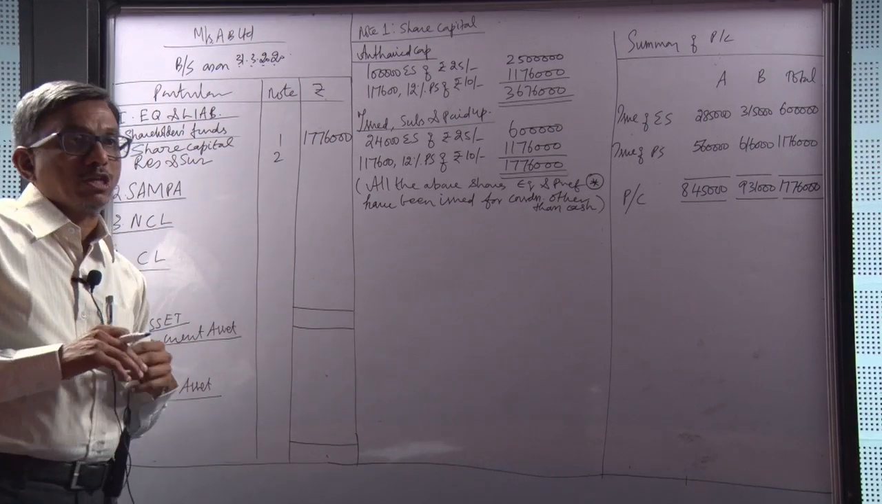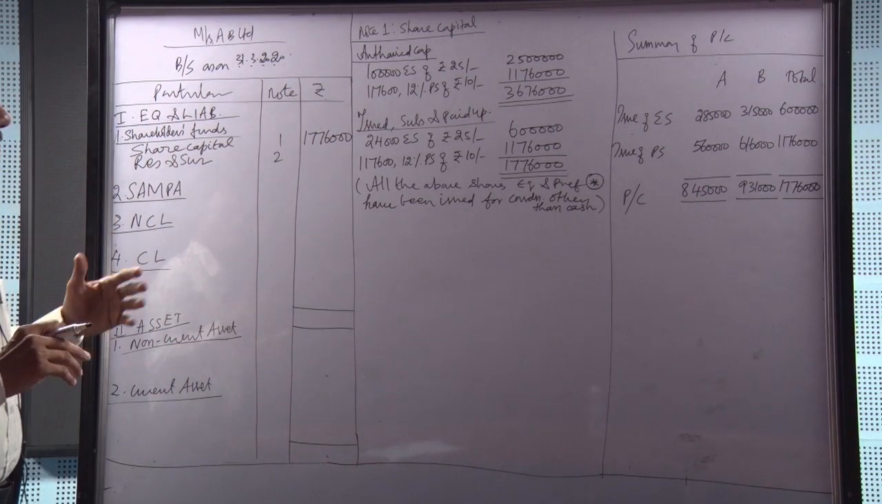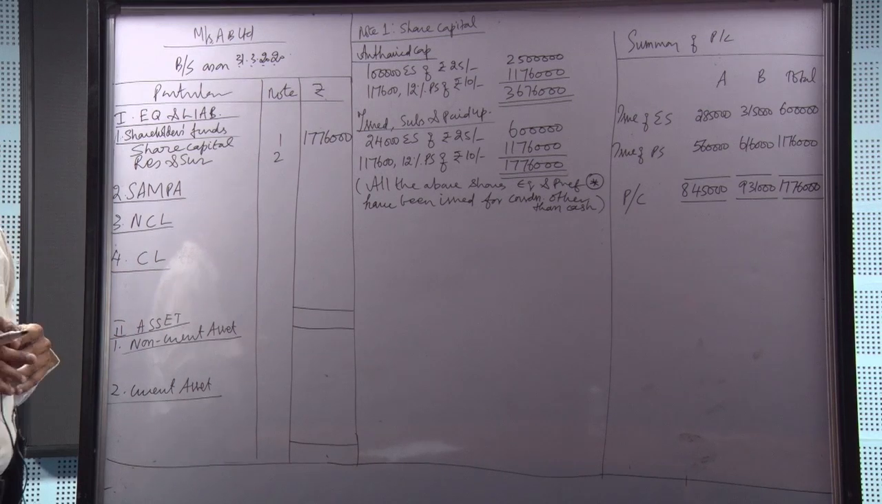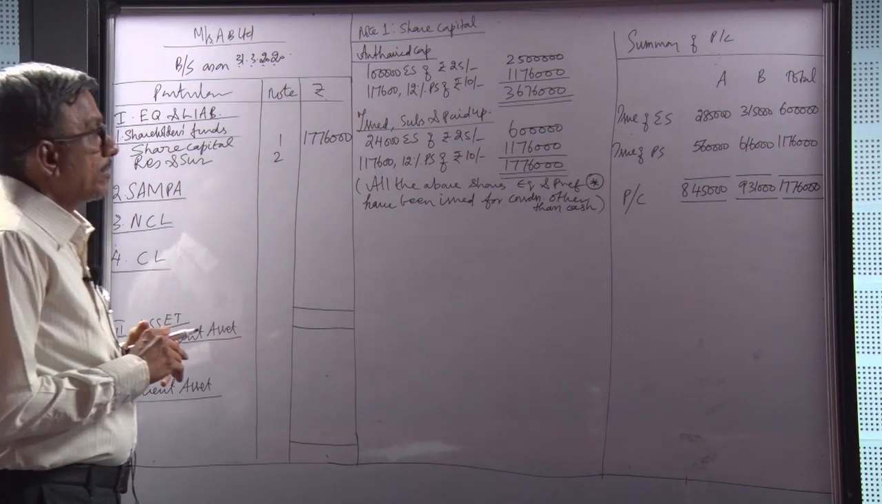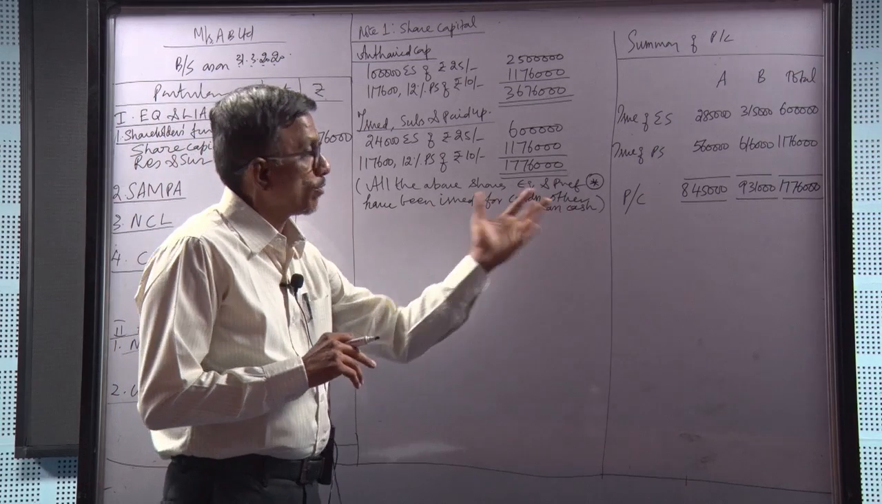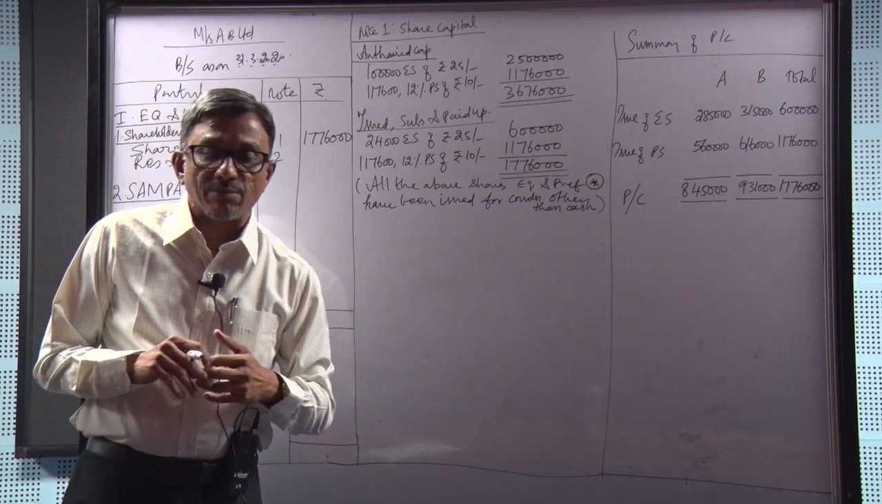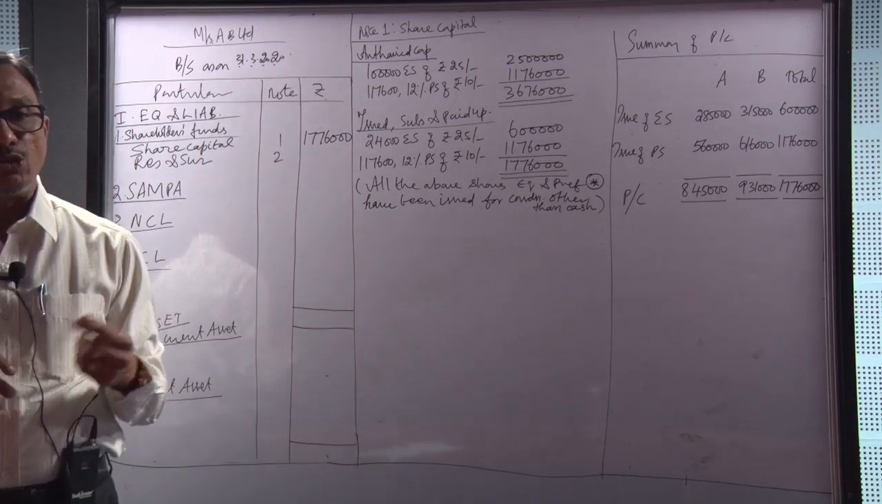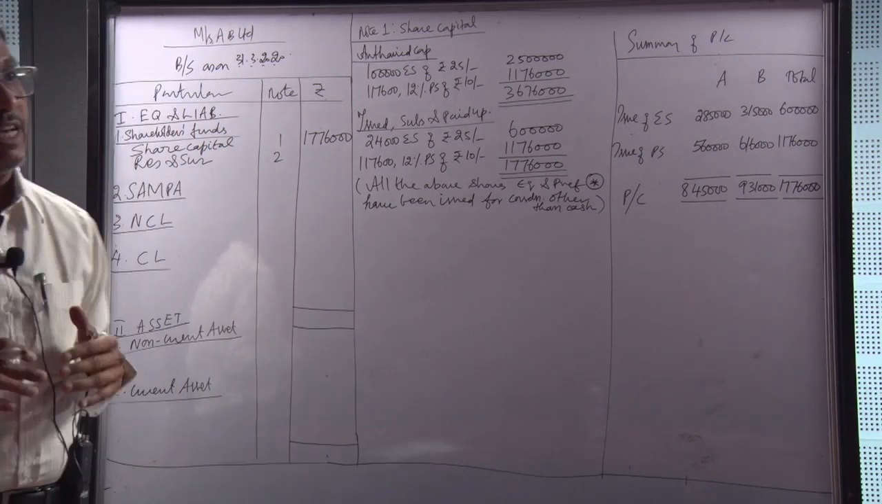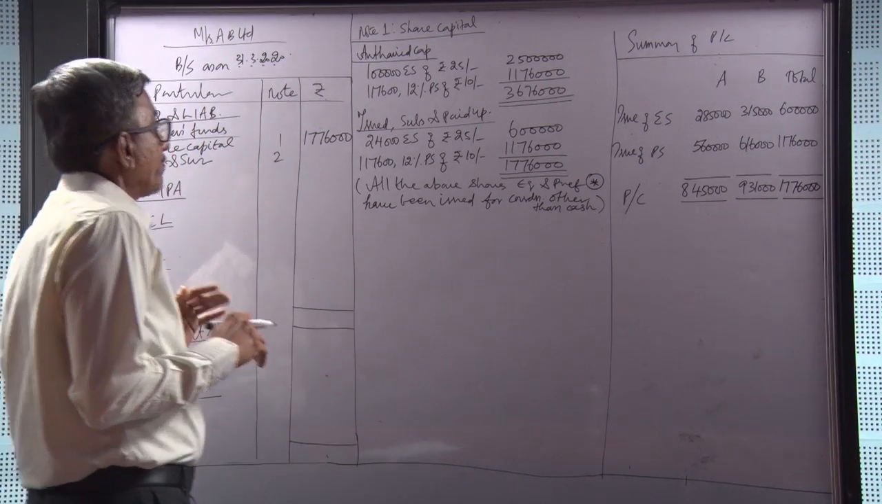Because some examiners are very strict. They see whether you are compliant with the statutory requirement of Schedule 3. So if they don't find this, even though your answer may be fully right, they may reduce 1 mark for this. So don't take a chance, write it.